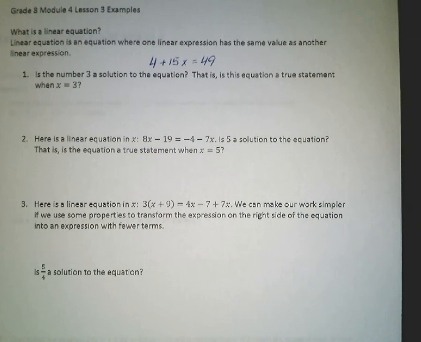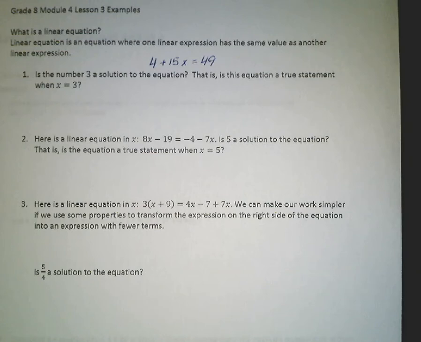But first of all, before we start even solving them, I want to talk about what a linear equation is. You already know what an equation is: when we have two expressions that are equal to each other. And we have linear expressions, that we know from lesson 2, is when we have expressions where variables have exponent 0 or 1. What is a linear equation? A linear equation is an equation where one linear expression has the same value as another linear expression.